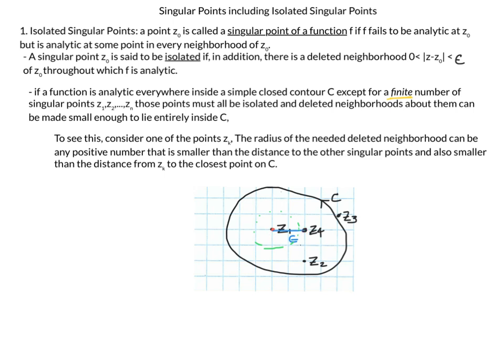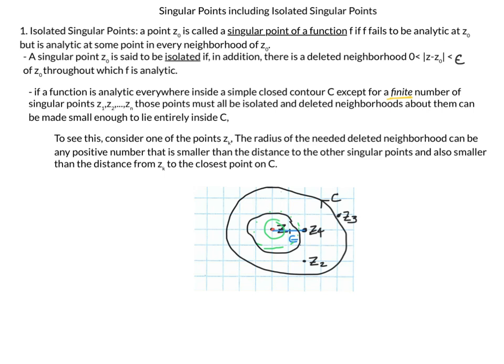Then if the curve actually happens to be something like this, then instead of our radius being the distance between z1 and z4, we just choose the radius to be something less than the distance from z1 to the closest point on C, and then we get another neighborhood where we can say everything's analytic. So as long as we have a finite number of other singular points, we just choose the one that's closest, and then we compare the distance from our z sub k to the closest other singular point, and also the distance from z sub k to the curve.